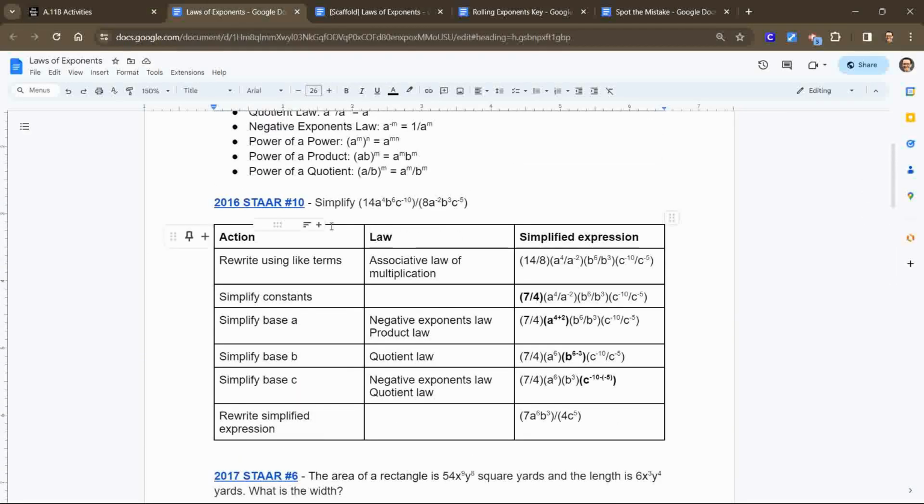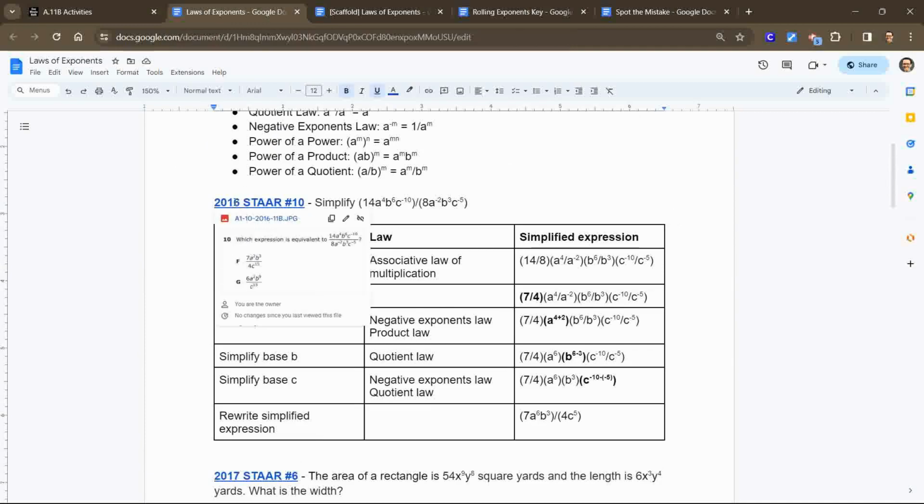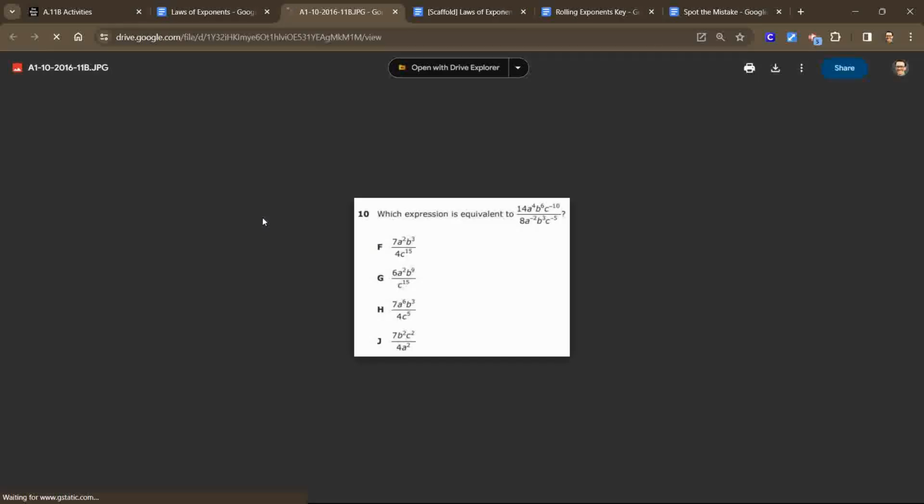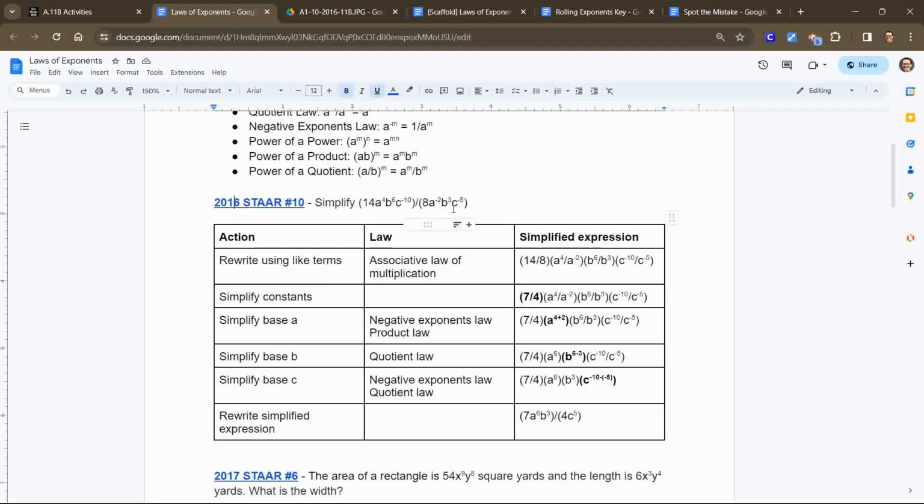So here's this problem, 2016, and there's a link to the actual image of the problem right here. So I recreated it right here. There might be multiple ways to solve this, but how I would solve this is I would write the action: rewriting using like terms. This is the associative law of multiplication, and I'd want to group the bases and the constants together. Then I'm going to simplify the constants, and you notice how I've bolded which action I'm taking. I'm going to simplify base A.